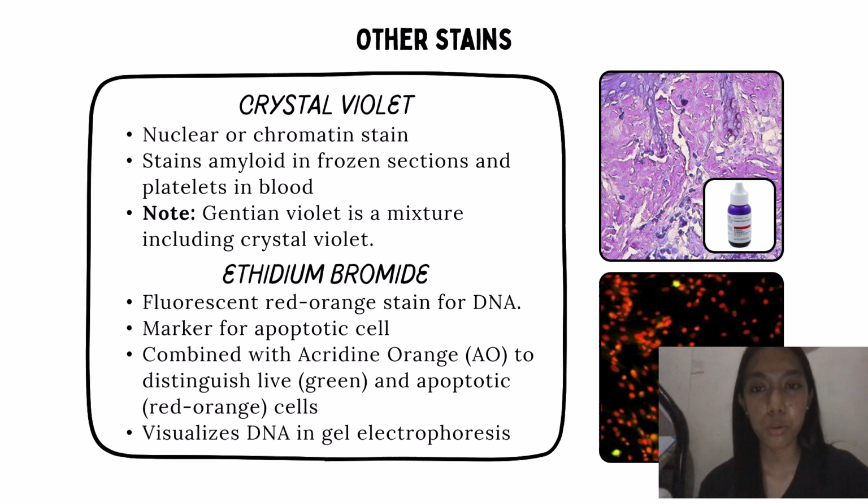Next is ethidium bromide, which is a fluorescent DNA stain that intercalates into DNA and emits red-orange fluorescence. It is commonly used to visualize DNA in gel electrophoresis and as a marker for apoptotic cells in combination with acridine orange.